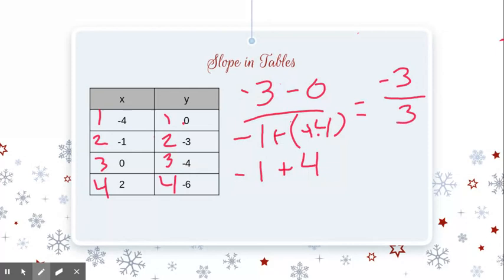Okay, and I know 3 divided by 3 is 1, right? But because it's a negative divided by a positive, it's going to end up being a negative 1. Okay, so when I put it in, y equals whatever my m is, x plus b. So my m right here is negative 1. So I'm going to put negative 1.